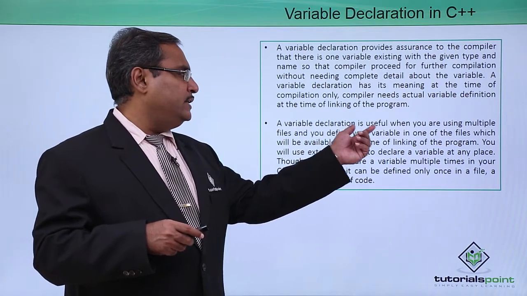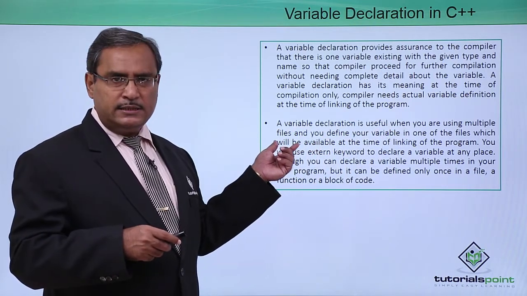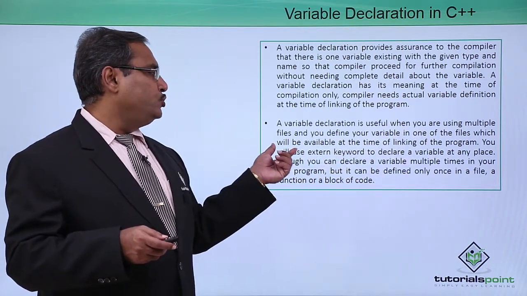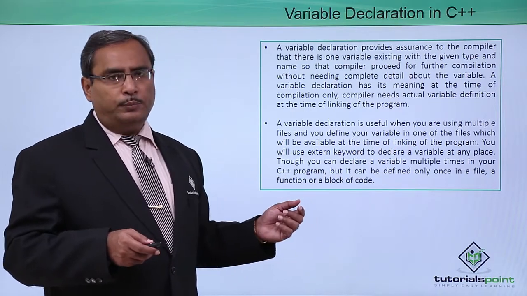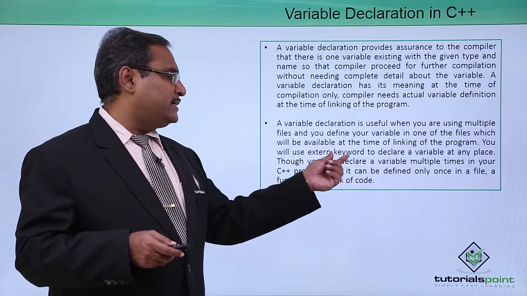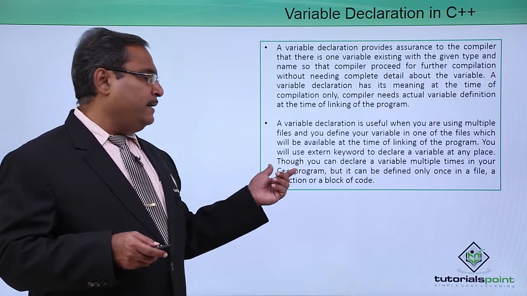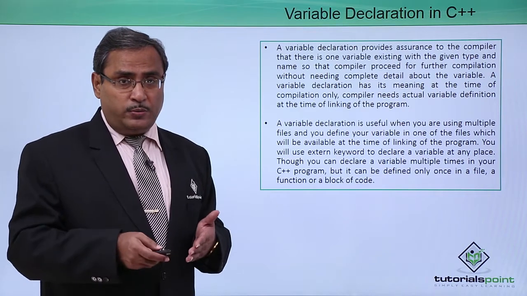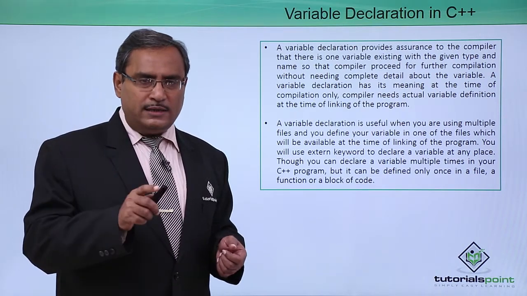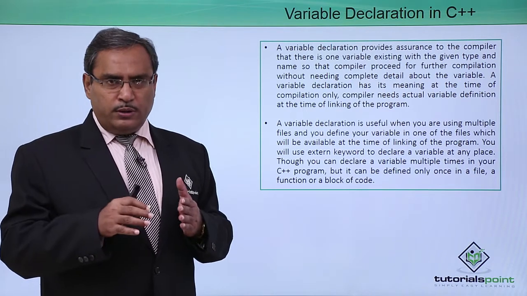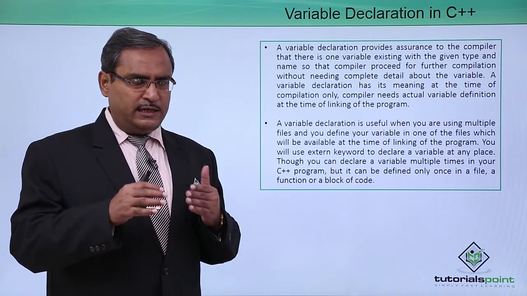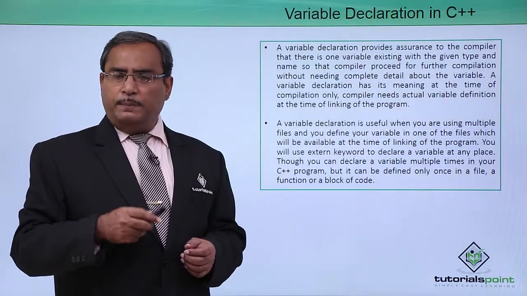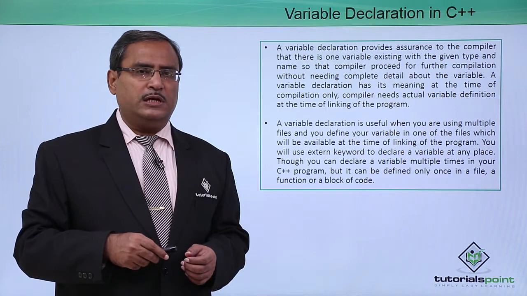A variable declaration is useful when you are using multiple files for your project and you define your variable in one of the files, which will be available at the time of linking of the program. So you will use the extern keyword to declare a variable at any place, and the declaration can take place multiple times as required, but the definition will take place once, in one of the files. So in this way, we have discussed the basic difference between declaration and definition. For better understanding, let us discuss one C++ code for that.